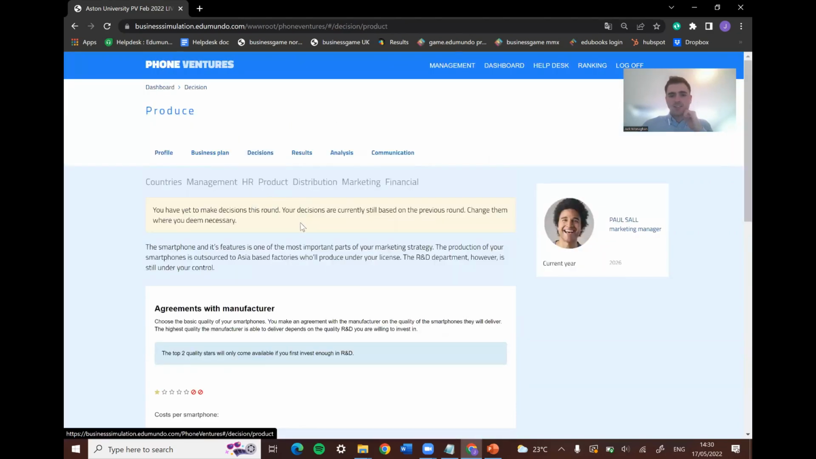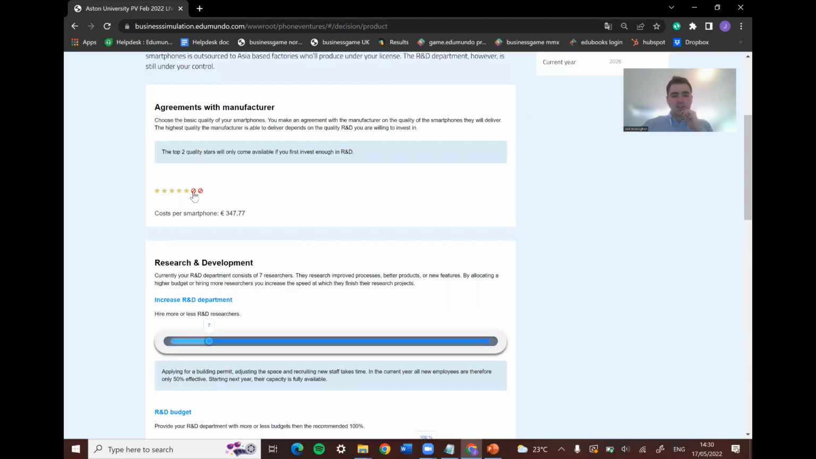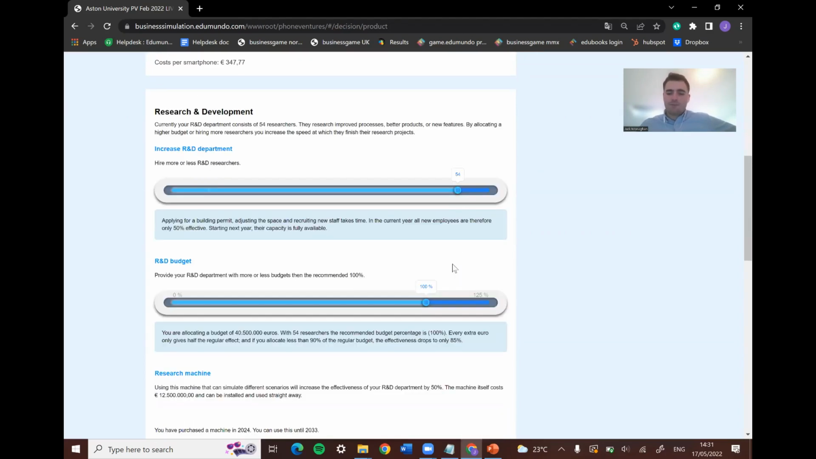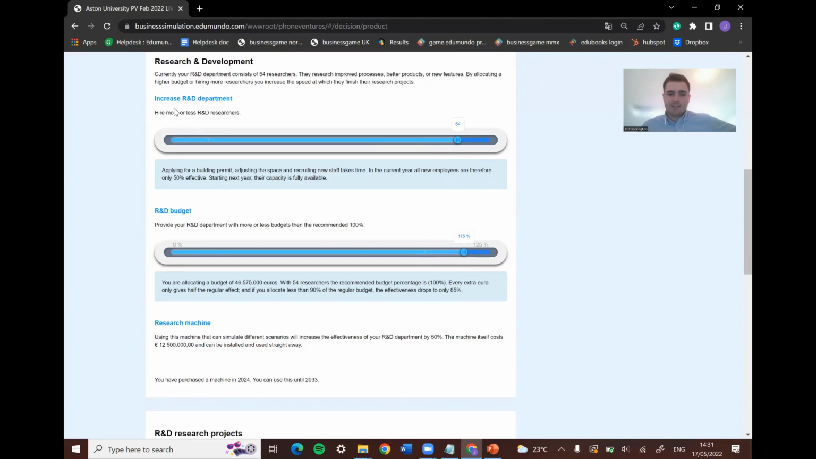Regarding the product decisions, as you can see, there are 2 stars locked, the 6th and 7th star, and this is key to trying to gain a competitive advantage, especially nearing the end of the simulation. The more researchers that you hire, the faster research projects are going to be completed, but do keep in mind that if you do hire new researchers, they're only going to be 50% effective in that first year. After that first year, all of the employees will be 100% effective until you hire a few more employees where those new employees will once again be only 50% effective.